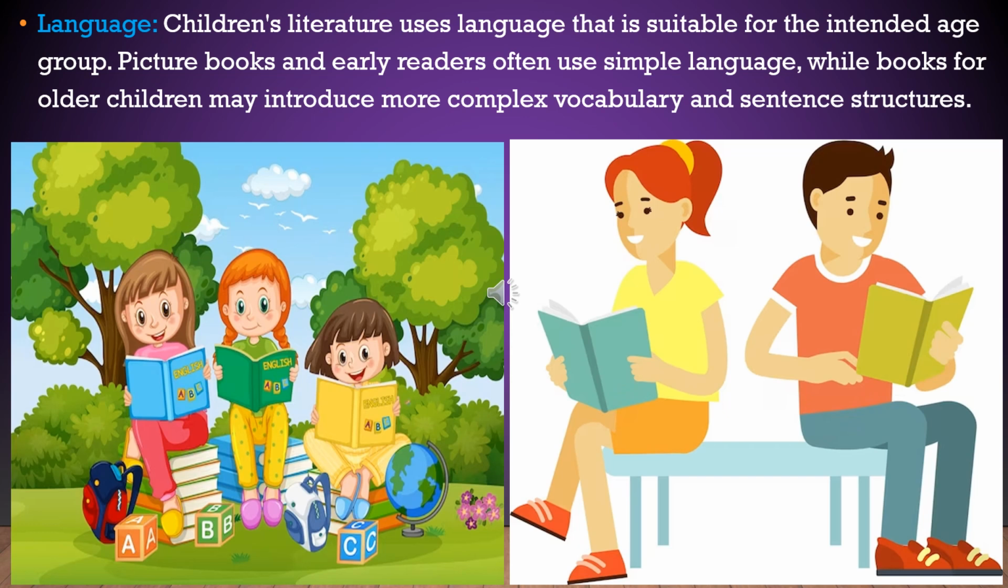Language. Children's literature uses language that is suitable for the intended age group. Picture books and early readers often use simple language, while books for older children may introduce more complex vocabulary and sentence structures.